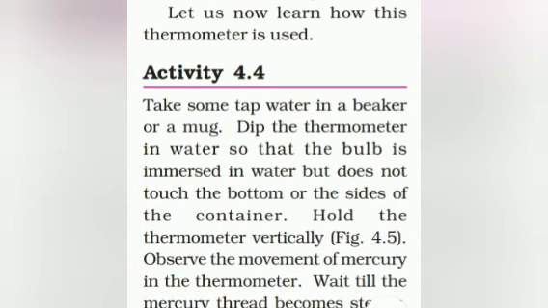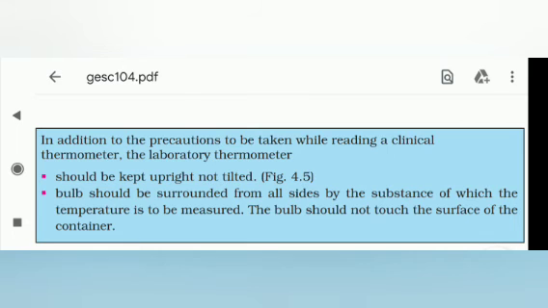Observe the movement of mercury in the thermometer. As the temperature rises in the water, the mercury in the thermometer bulb will expand and move up. Wait till the mercury thread becomes stable. जब तक mercury का जो लेवल है वो स्टेबल नहीं हो जाता, ये बढ़ रहा है या कम हो रहा है, ये स्टेबल होना चाहिए. It should be stable. Stop at one place. So then we can measure the exact temperature of that hot water. कितना टेम्परेचर वो आप मेजर करोगे.